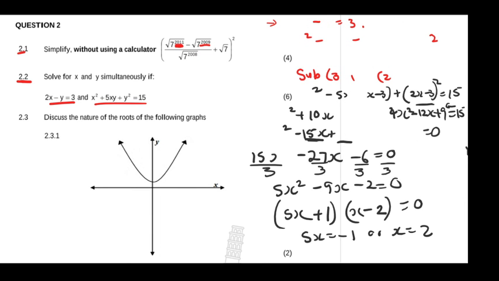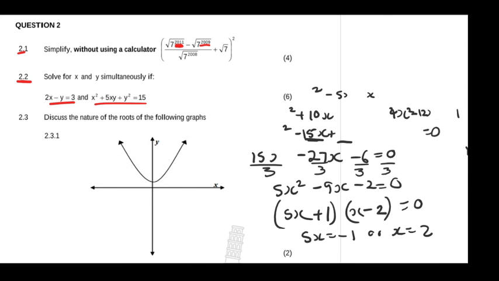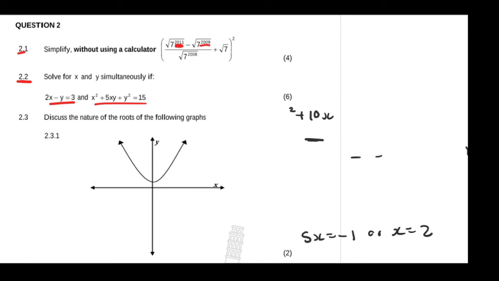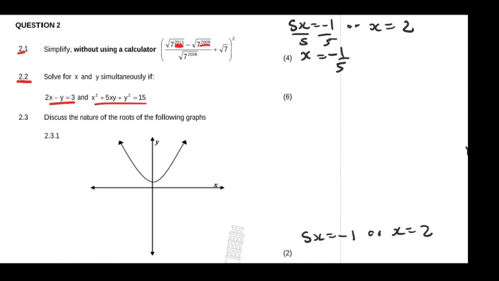So we are almost done solving our problem. So this is what we're going to do. So our solutions of x, we have 5x equals to minus 1 or x equals to 2, right? Divide by 5 both sides. We have x being equals to minus 1 over 5 or x equals to 2.